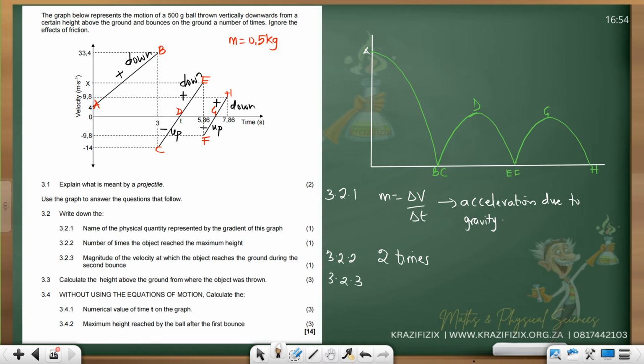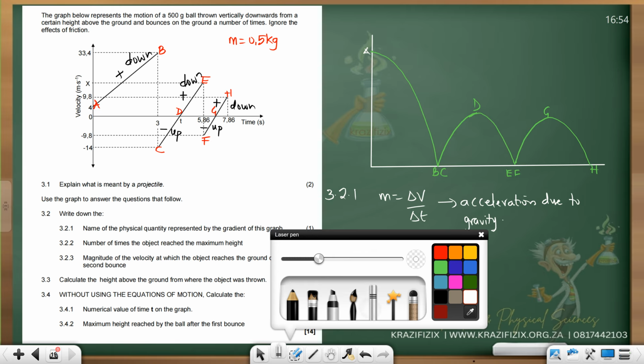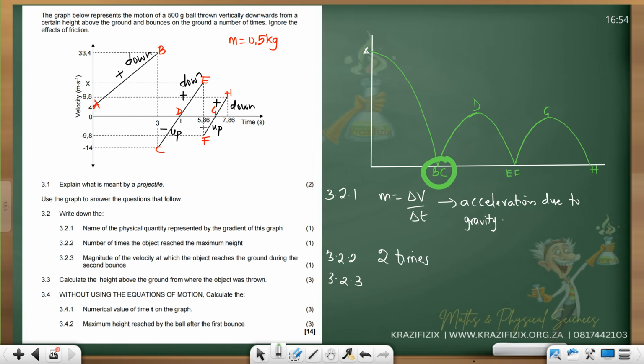Magnitude of the velocity with which the ball strikes the ground during the second bounce. Where's the second bounce? Look at the second bounce. This is the first, right? Second bounce is E and F. So let's go to E. But we don't know that velocity. But it's exactly the same thing. You see this? C and D.